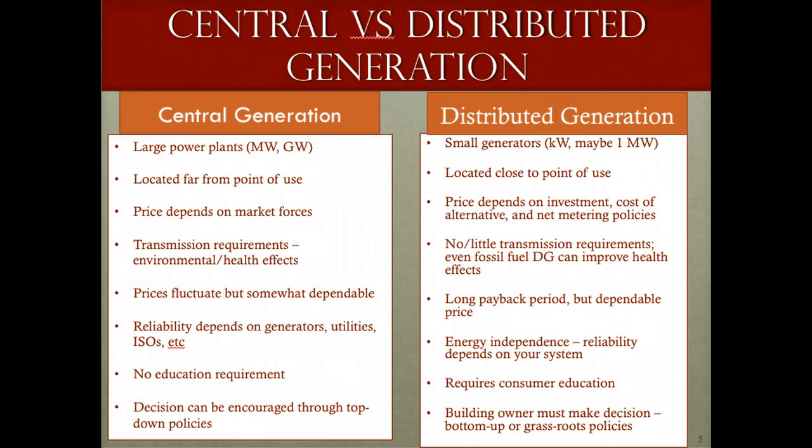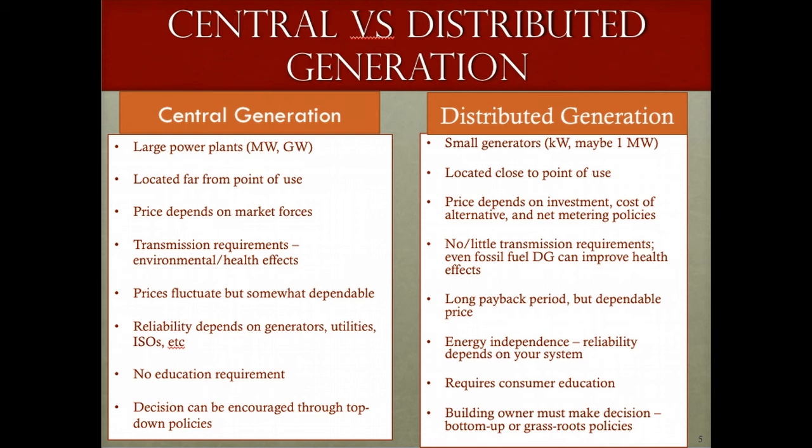Reliability of centrally generated electricity supply depends on the entities that are generating and supplying the electricity. Consumers do not have to have any understanding of the system in order to use it. Prices fluctuate based on market forces in many cases, but are pretty stable in the near term. And changes to the system usually come through top-down policies in which the government mandates that utilities do something differently.